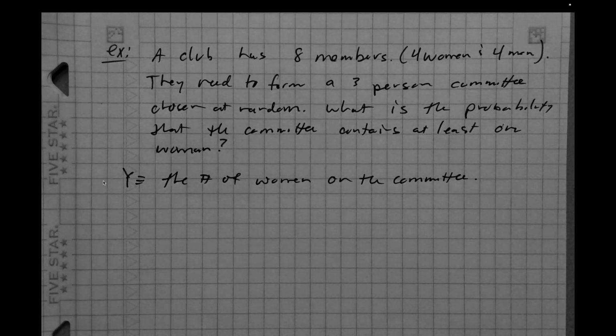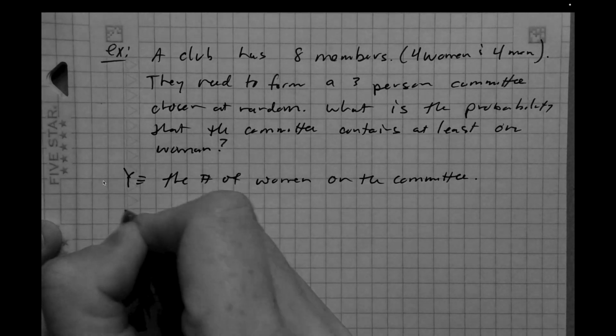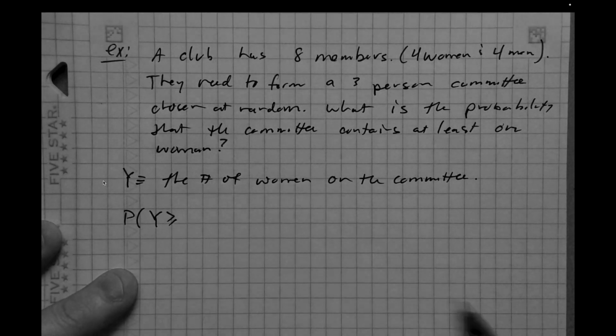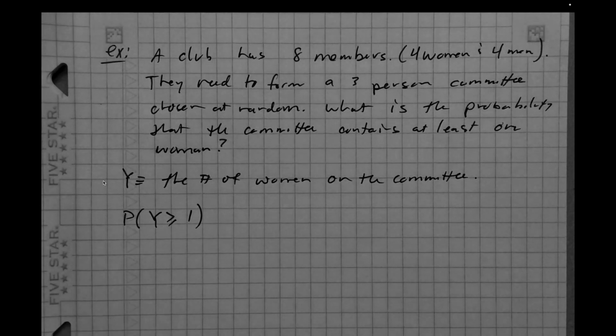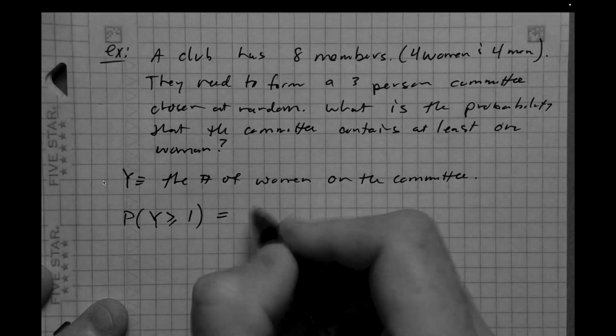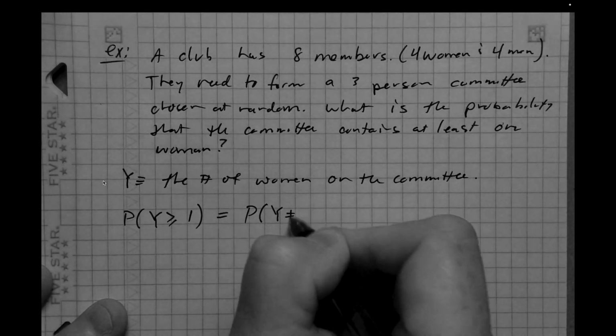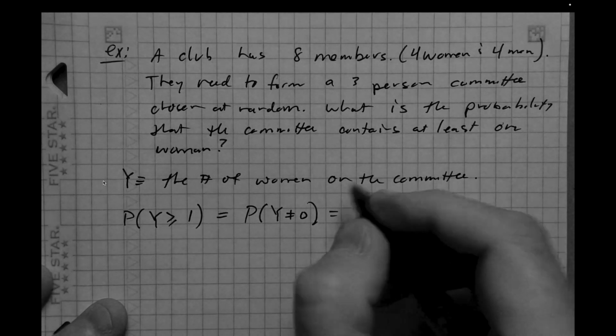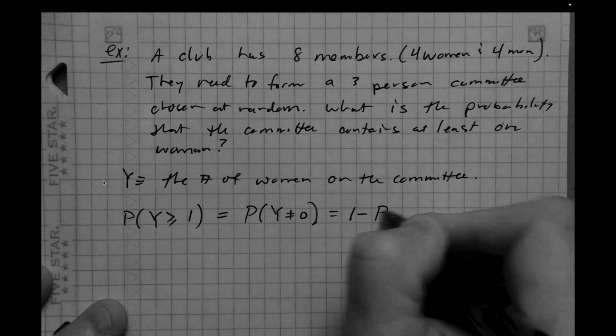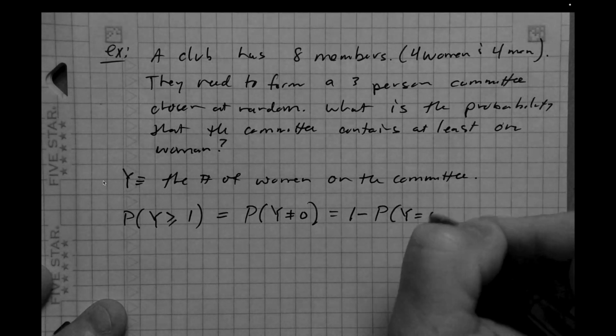Okay, so what am I interested in? I'm interested in the probability that y is greater than or equal to 1. Well, there's 3 people on the committee, so I'm interested in the probability that y is equal to 1, plus the probability that y is equal to 2, plus the probability that y is equal to 3, right? What I don't want is y equals 0, right? And so this is really the same thing as the probability that y is not equal to 0, which you could think of as 1 minus the probability that y is equal to 0.